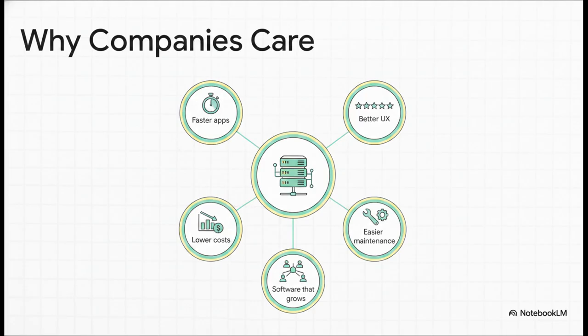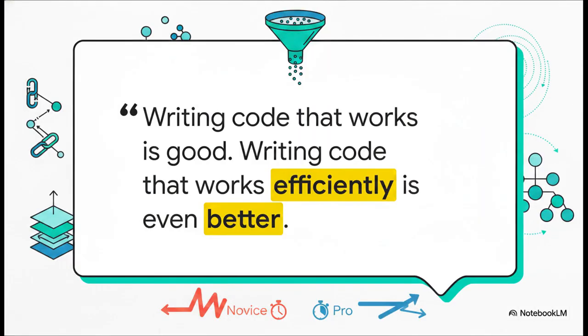They don't just want code that works, they demand code that scales. When you pick the right data structure, you get blazing fast applications. That speed equals a better user experience, keeping customers happy. Plus, behind the scenes, you're lowering your operating costs because you're not wasting expensive server power. It makes maintenance a breeze, and crucially, it creates software that can seamlessly grow as millions of new users jump on board. Coach Timothy actually hits the nail on the head in our study materials.